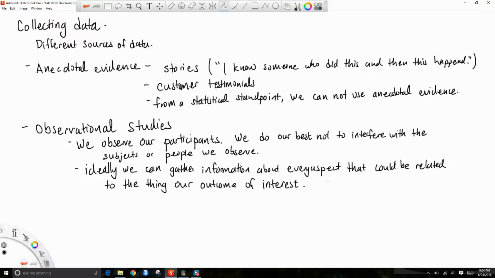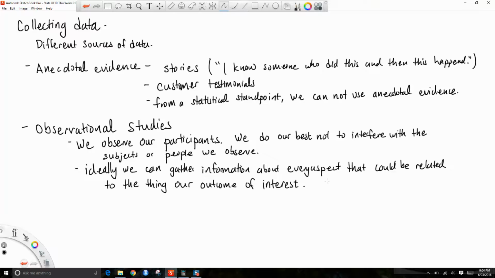Okay, so for example, let's say we're interested in things that might be related to someone's risk of type 2 diabetes. We might want to know what factors play a role in type 2 diabetes. There's a whole bunch of things, and ideally, if we're going to conduct an observational study, we can gather information about as many things about these people's life as possible.